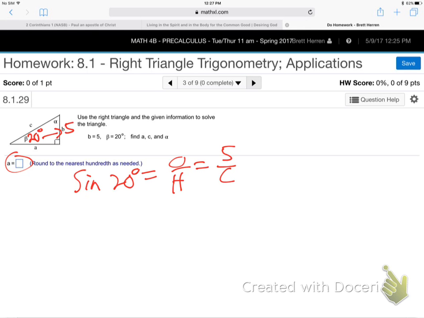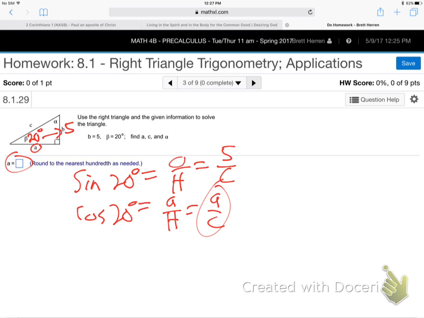You might think, okay, you've got to use A, Mr. Aaron, to do cosine. No, that won't work either, because cosine is adjacent over hypotenuse. That would be A over C. I don't know either one of those. That'd be 2 unknowns.